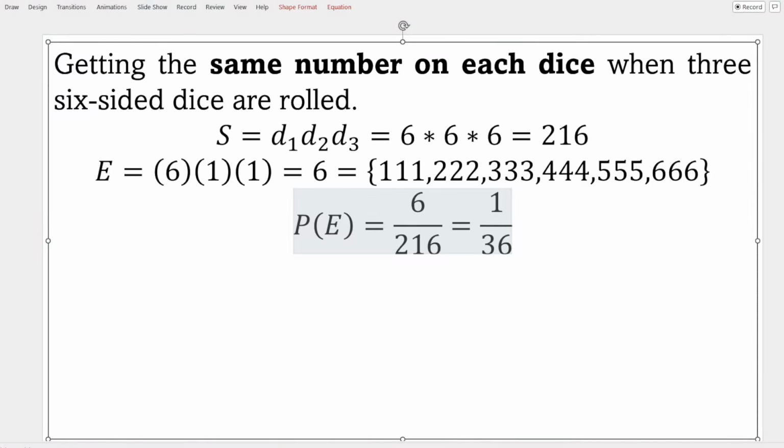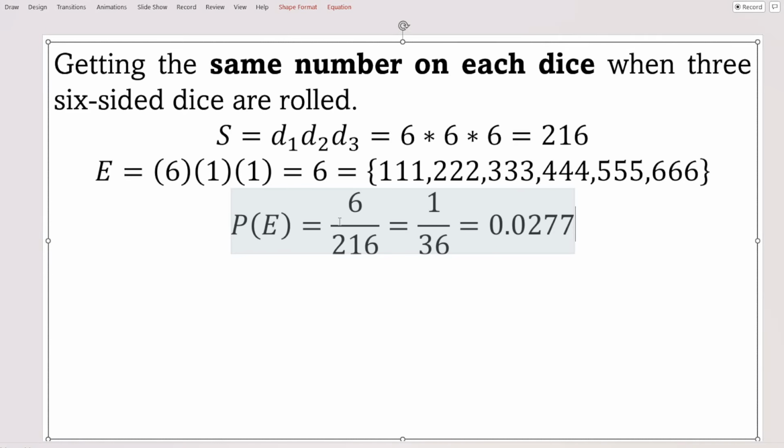So in decimal form, this is 0.0277. Okay, it's actually 0.0278 because we rounded off to four decimal places. Okay, so that is the answer to this particular problem.